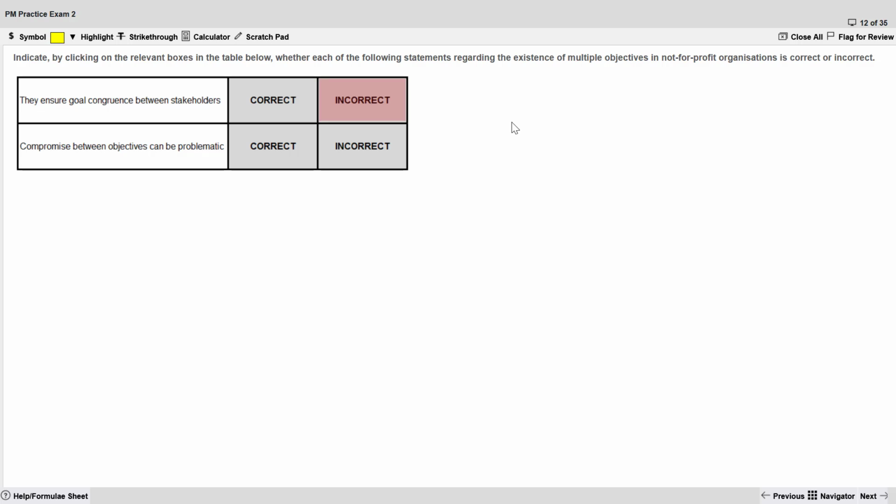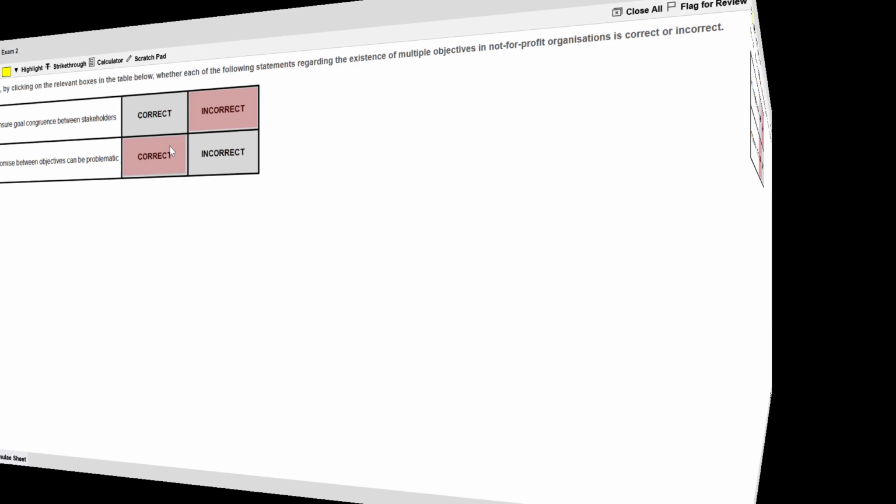Compromise between objectives can be problematic. That one makes sense. The government might want one objective, the volunteers at the not-for-profit might want something else, the community might want a third thing, and the board of trustees might want a fourth thing. So compromise between all of these stakeholders could be a difficult negotiation. There you go. Those are the correct options.